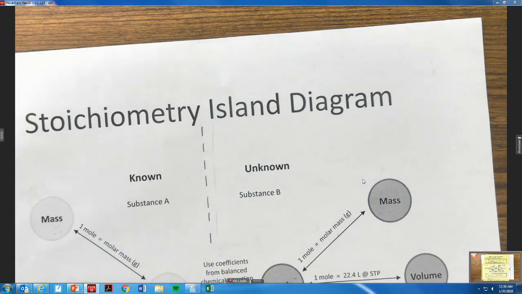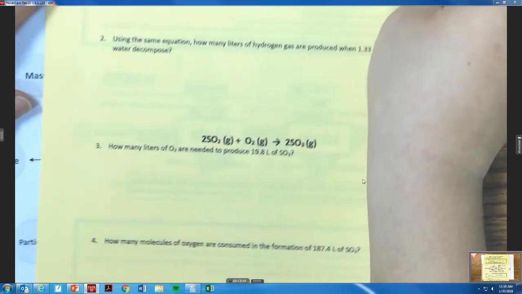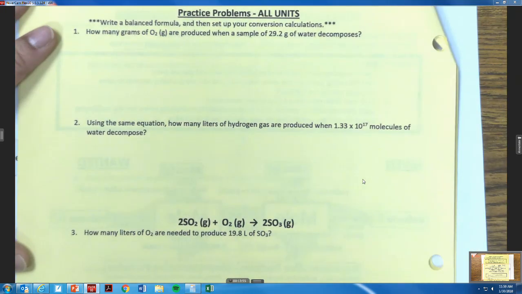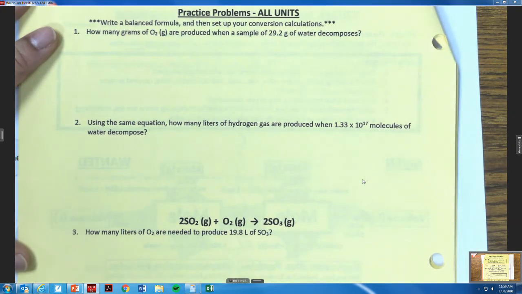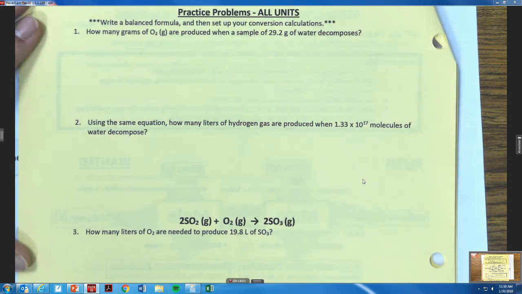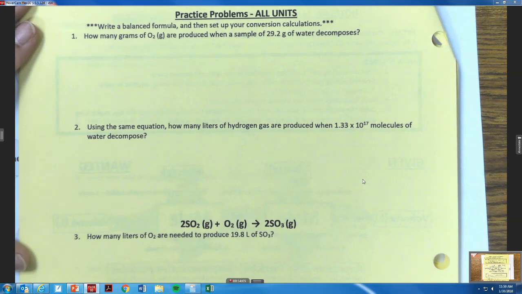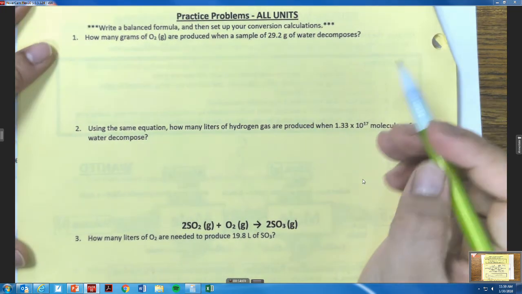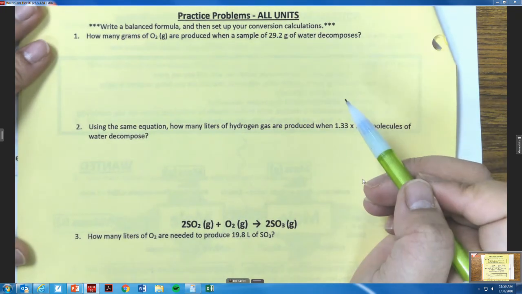Okay, so if you still don't understand what we're doing, let's go ahead and take a look. Number 1: how many grams of oxygen are produced when a sample of 29.2 grams of water decomposes? Well, first off, I need a balanced equation. I was not given one, so I'm going to need to make my own.